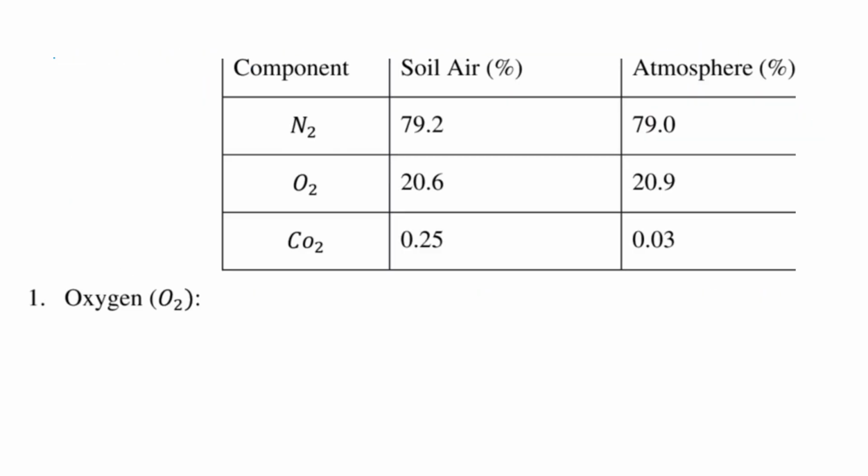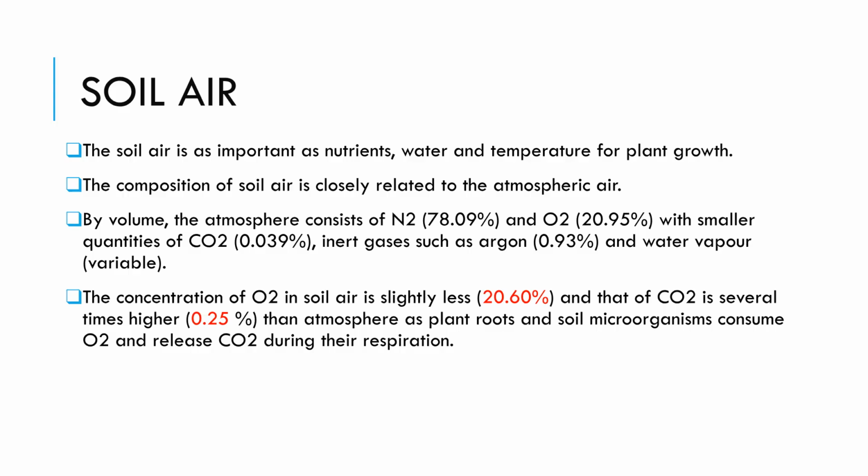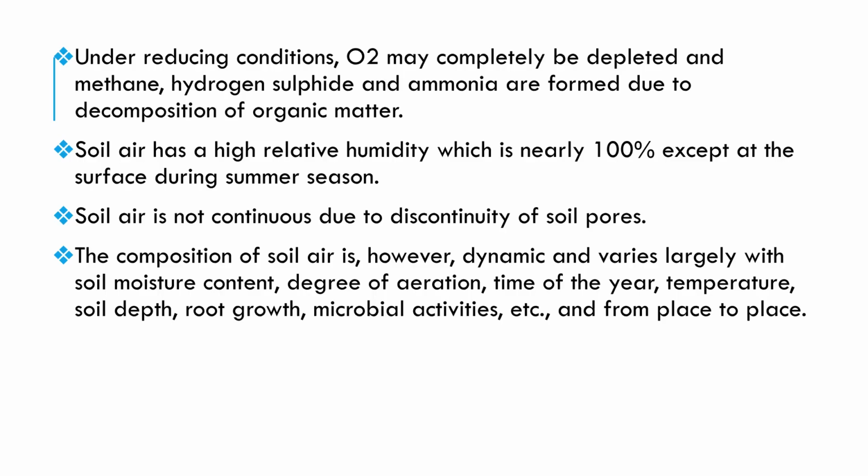This table compares the typical composition of soil air and the atmosphere, highlighting the main components: nitrogen, oxygen, and carbon dioxide. Soil air is as vital as nutrients, water, and temperature for plant growth. Its composition is similar to atmospheric air, primarily N2 and O2. However, the concentration of O2 is slightly less, and CO2 is several times higher in the soil due to root and microbial respiration. Under reducing conditions, oxygen can be depleted, leading to the formation of methane, hydrogen sulfide, and ammonia.